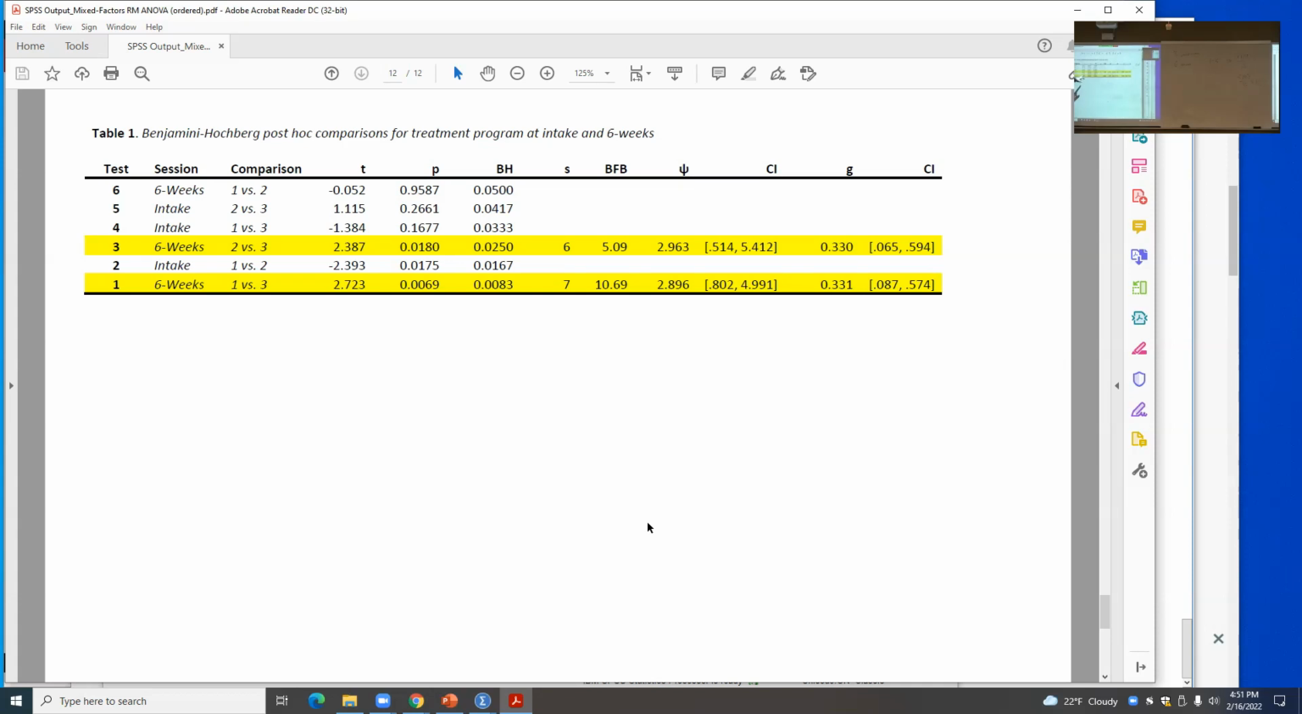But if we go through and take a look at the correction, even though this is 0.018, it's not below our Benjamini-Hochberg, so we can't count that one. So we skip down, then we say at 6 weeks, 1 versus 3, we have evidence for that with our S Bayes factor, our value of our contrast, confidence bound around that, our effect size, confidence bound around that.